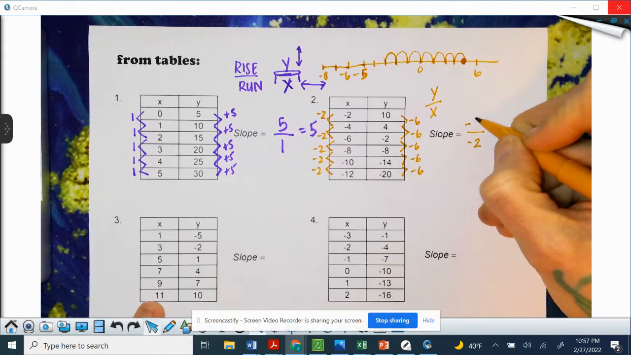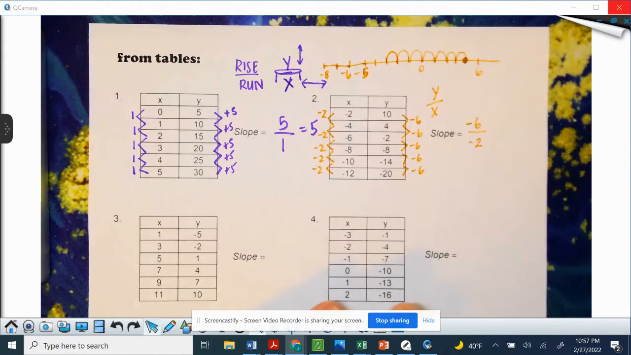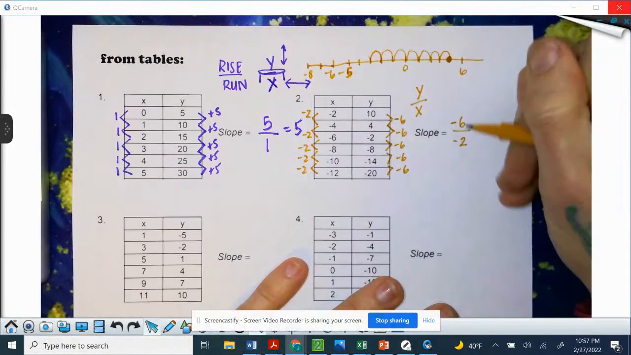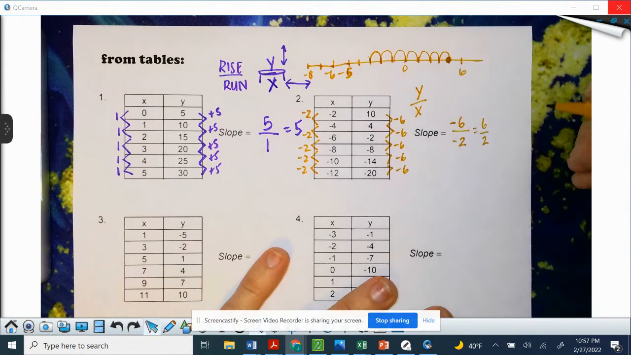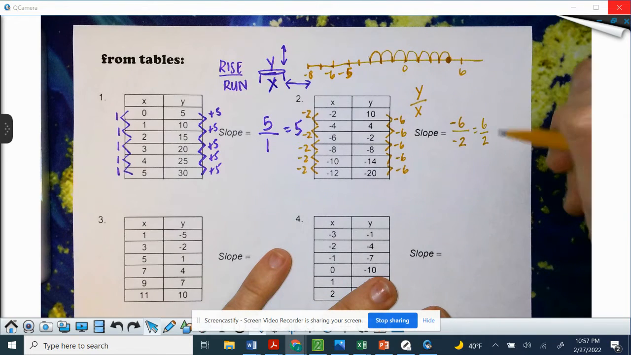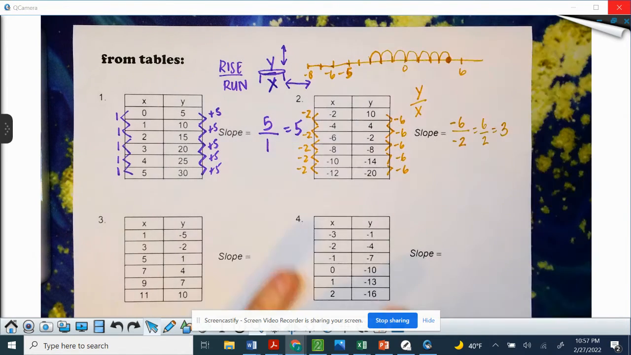So y goes on top, negative 6. But again, this fraction is not reduced, and you have two negatives. Two negatives we know is definitely going to be positive, and 6 over 2 can be reduced because 6 can be divided by 2. So your final slope is positive 3. And if you want to discuss rise over run, it's actually a 3 over 1, just like the 5 over 1 we just saw.